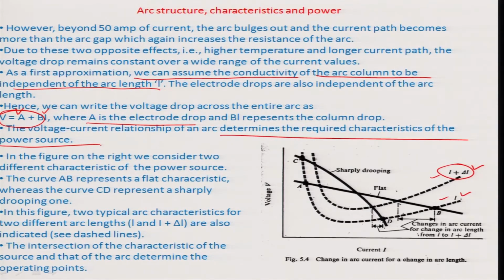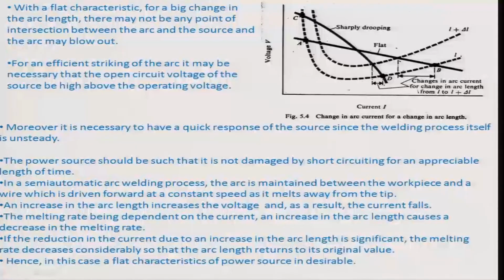In the figure on the right, we consider two different characteristics. For example, this is a linear characteristic, and this is a sharply drooping characteristic. So power, as you know, is VI. So therefore everything on this sharply drooping characteristic is basically the VI relationship that the power source would provide to strike the arc. So in this figure, two typical arc characteristics for two different arc lengths L plus delta L and L are also indicated. See the dashed line here. The intersection of the characteristic of the source and that of the arc determines the operating point. And I would like to point out a very important situation which is related to the stability of the system here. Let us look at the point D for example and the point B.